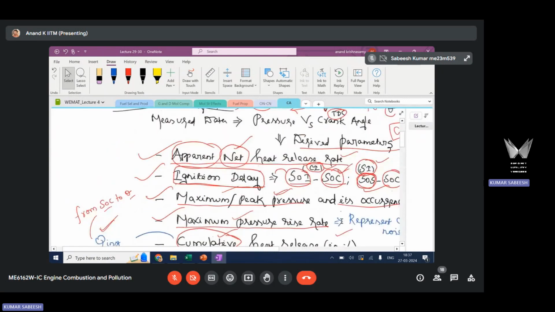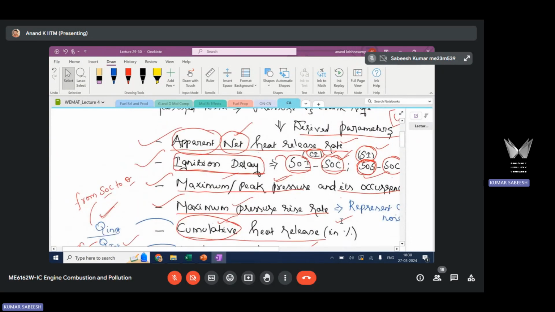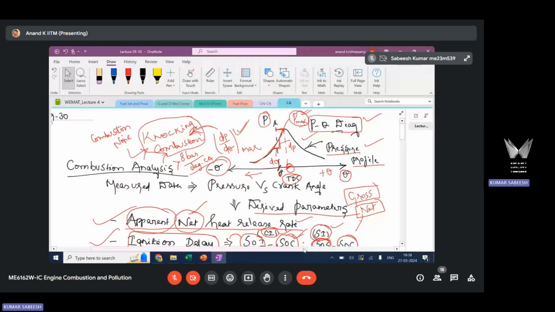So these are the useful parameters, and here you could observe that all these important combustion parameters have one source, which is the pressure profile. So we have this pressure profile, and from this we have obtained all other important combustion parameters. By using all these parameters, you will be able to do a combustion analysis.